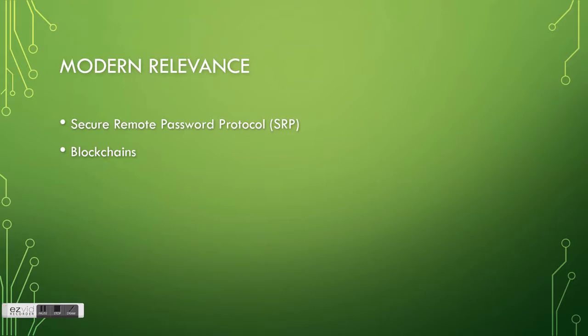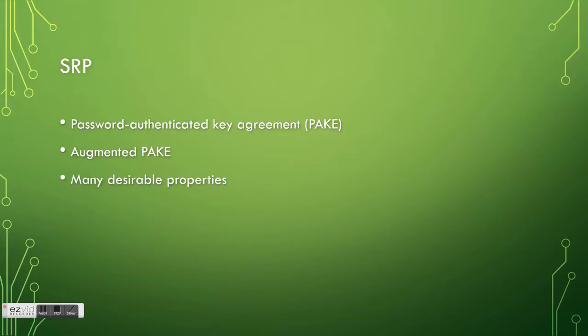Fast forwarding to present day, modern relevance of zero-knowledge proofs are Secure Remote Password Protocol, or SRP, and the introduction of zero-knowledge proofs to blockchain security. SRP is a form of Password Authenticated Key Agreement Protocol, also known as PAKE. PAKE is an interactive method for two or more parties to establish cryptographic keys based on one or more parties' knowledge of a password. Now, SRP is an augmented form of PAKE.